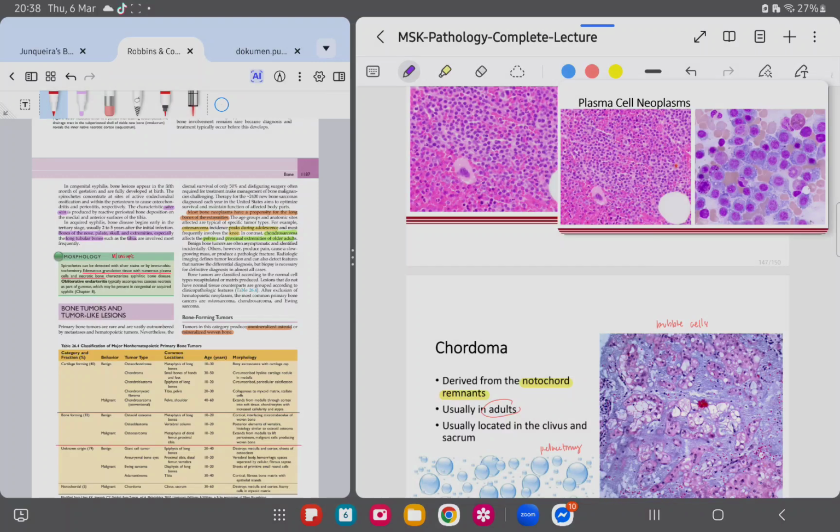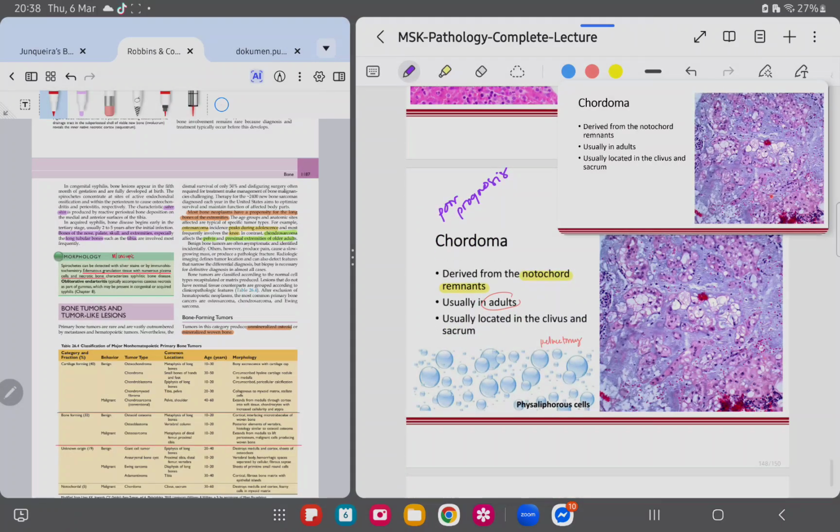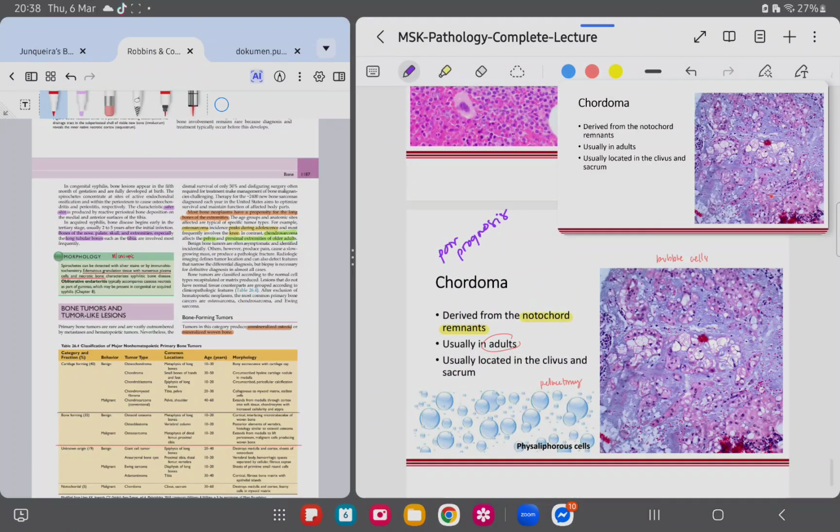Lastly, your chordoma, you might encounter these physaliferous cells, and the prognosis is poor for chordoma because it's not responsive to radiotherapy. And aside from the fact that most of them, not always, are located in the axial skeleton, in the hard to reach areas such as the pelvis and the clivus.